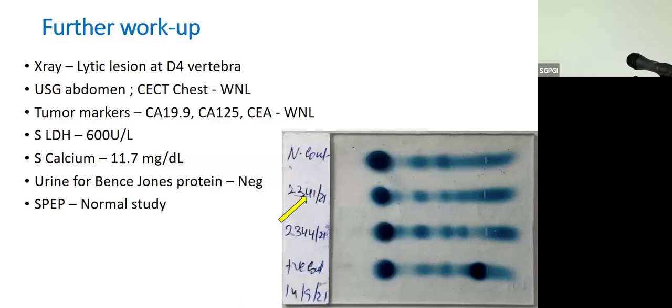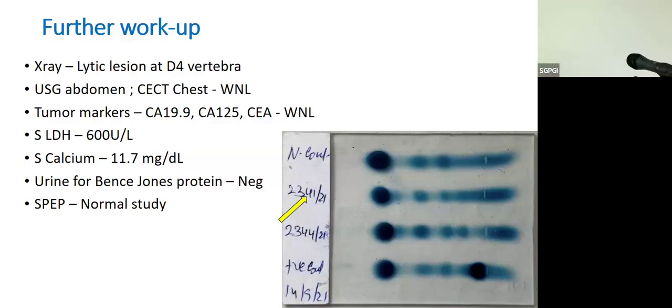Serum protein electrophoresis. This is the serum protein electrophoresis. This is the positive control, a monoclonal band in the gamma region. This is your patient. Is there a gamma band? There is no gamma band. Urine for Bence-Jones protein negative. Now what to do? Still, plasma cells had to be ruled out.